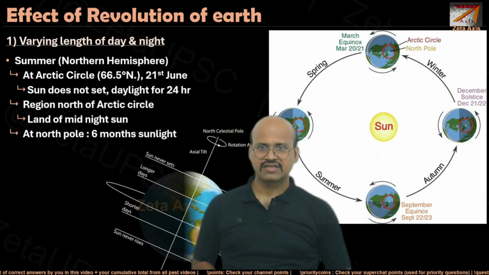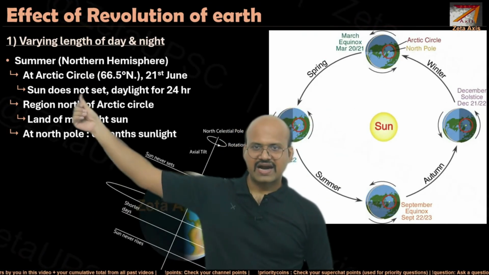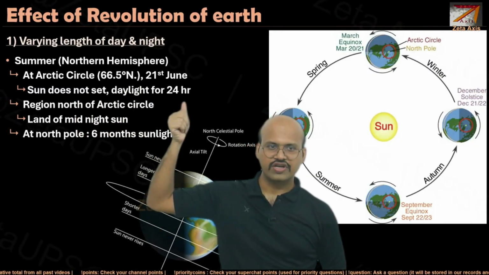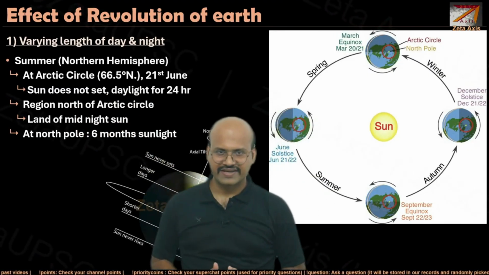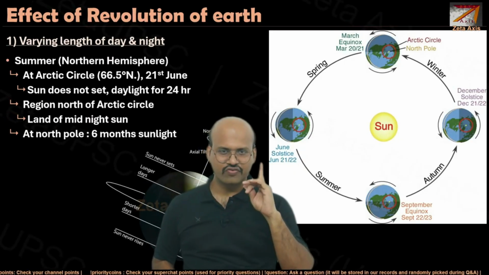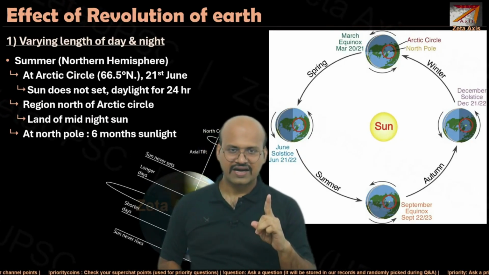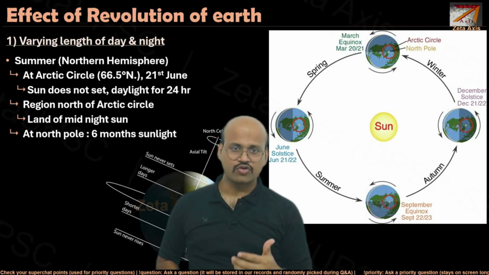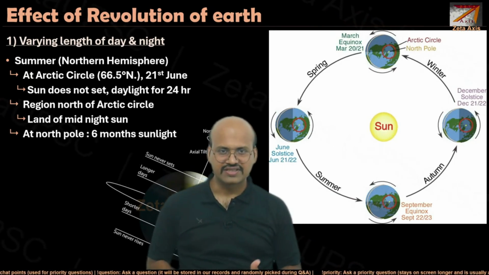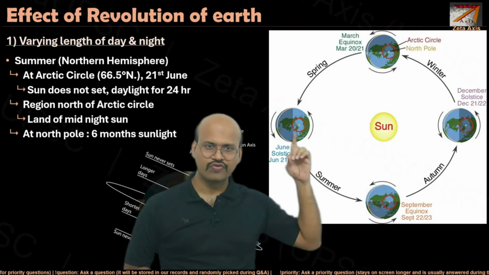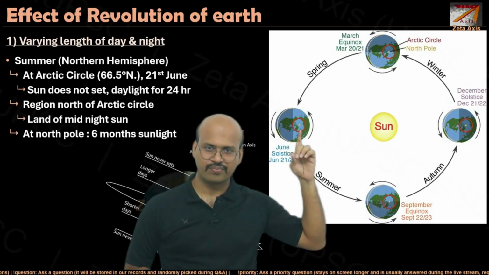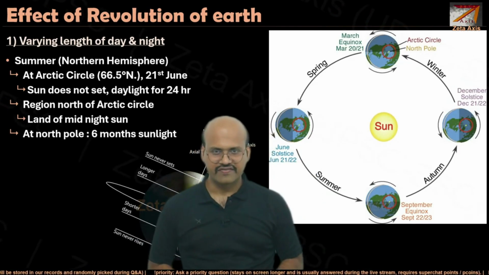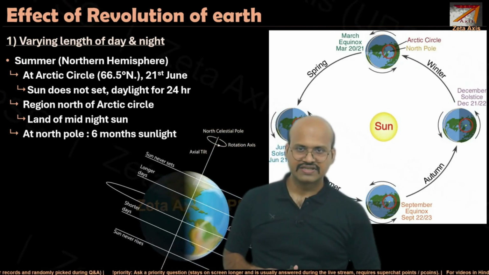And if you see the summer, then at the Arctic Circle on 21st of June, the sun does not set and there is daylight for 24 hours. So there will be at least one day at the Arctic Circle where there will be no sunset. The sun will be available 24 hours. And the number of these days will increase as you move from the Arctic Circle towards the pole. At the pole it is 6 months, at the Arctic Circle it is 1 day where there are 24 hours of sunlight.